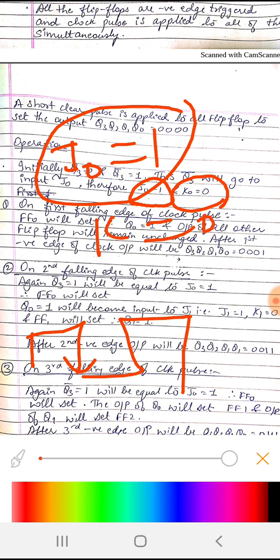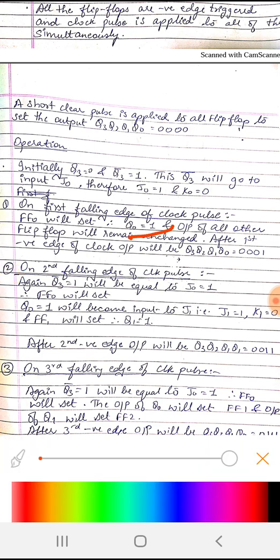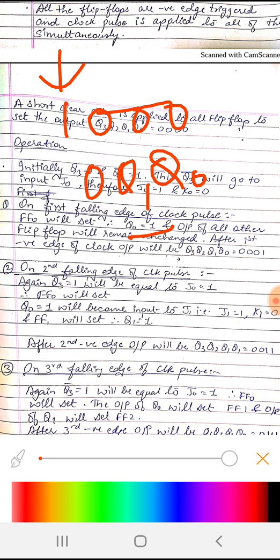So Q0 will become 1. The first flip-flop will set and Q0 will become 1, and output of all other flip-flops will remain unchanged. So it will become 1 0 0 0. Because it is the LSB, I will write it over there. It is Q0, Q1, Q2, Q3. So LSB will be written over there, 1 0 0 0.